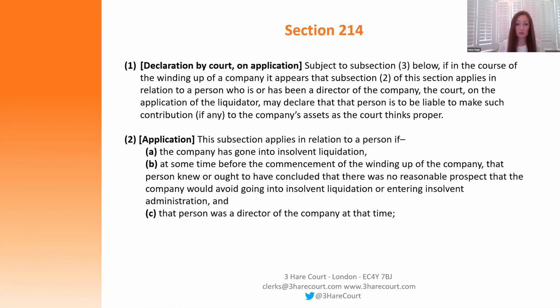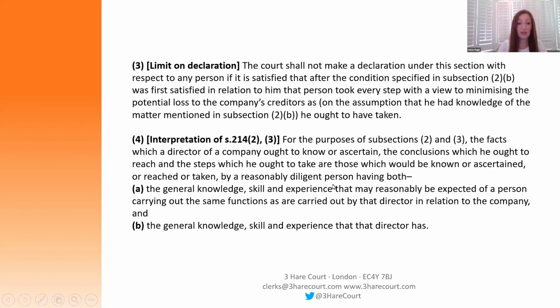This is section 214, and the way the wrongful trading laws are set out are, firstly, there's a general permissive power in subsection 1, which provides that the court may make a declaration that somebody's liable to contribute to the company's assets. Subsection 2 sets out the liability triggers, which have to be met if wrongful trading liability is to attach. Subsection 3 is then a defence, which a director has the burden on if he wants to escape liability if the criterion in subsection 2 is already met. Subsection 4 helps us with the interpretation of subsections 2 and 3.